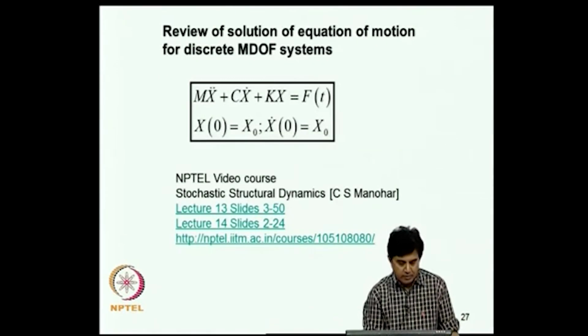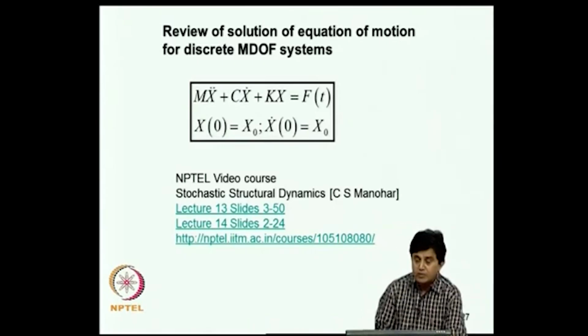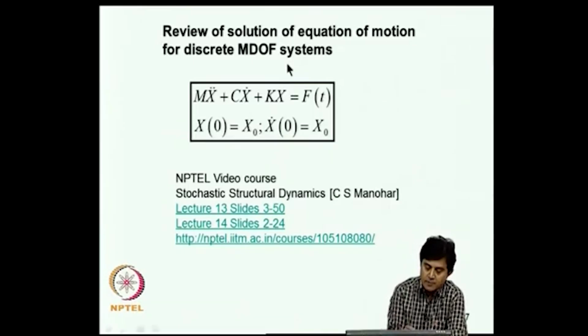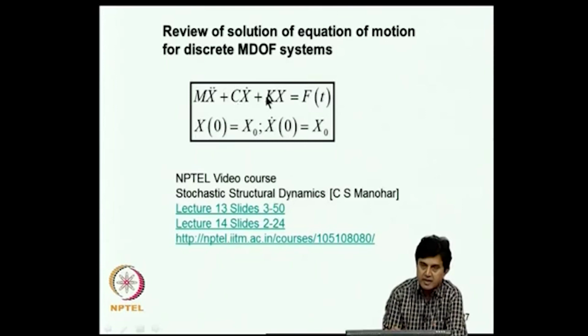Now, at this stage it is useful to quickly review the solution of the equation of motion for discrete multi-degree of freedom systems. This is a generic form of the equation of motion for linear time invariant systems: M x double dot plus C x dot plus K x equal to f of t. x is the displacement vector, M is the mass matrix, C is the damping matrix, K is the stiffness matrix, and these are the initial conditions.